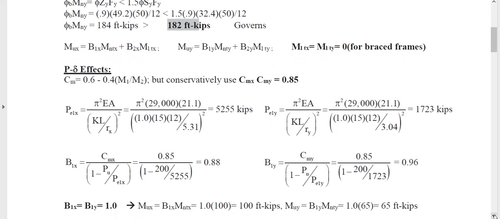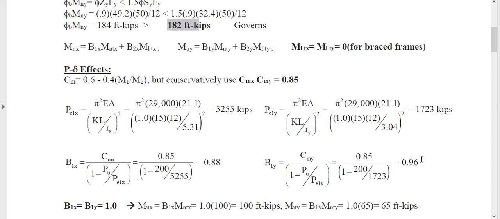Now after that they found your B1x. After calculation they found 0.88, but we cannot decrease it, we cannot use less than 1, so we have to use 1 here. B1y they found here 0.96, but we cannot use 0.96, we have to use 1. So for both cases they used 1. Then Mux times B1, whatever moment is given, 100 is 100, keep it. Muy, whatever they found, B1 times 65.